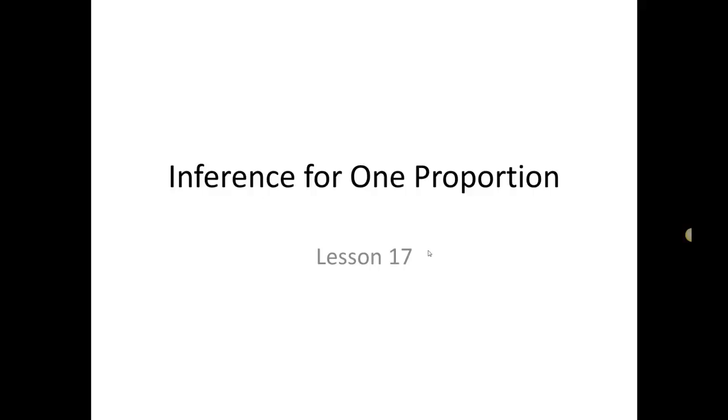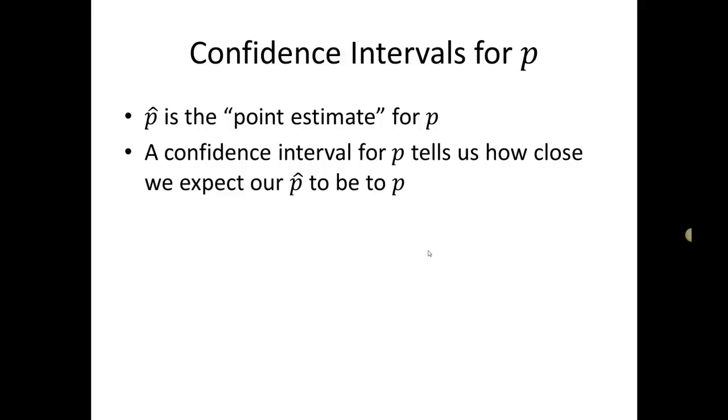In this video, I will describe how to do inference for one proportion. We'll start with confidence intervals. When we use a confidence interval, the first thing that we do is calculate p hat, which is the point estimate for p. So p hat is just the sample proportion, calculated by taking the number of successes in the sample divided by the total number of observations.